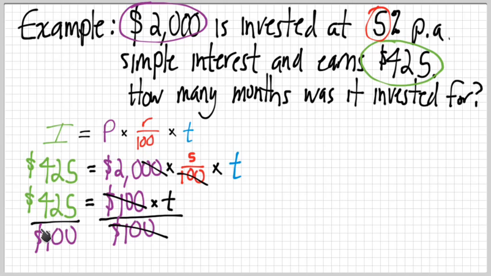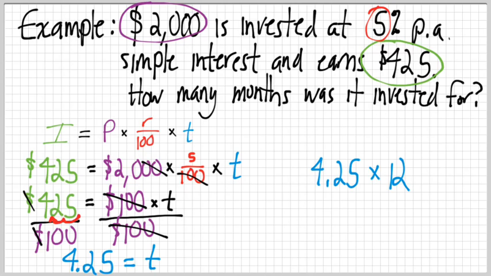If you'll note, I've kept my dollar signs everywhere they're meant to go, and they actually cancel out here. Don't know if you knew this, but you can cancel dollar signs. Here's our decimal point, and we move it 2 places because we're dividing by 100, and we get 4.25. That equals t. But t here is in years. We are asked how many months it was invested for, so we multiply by 12 this time. 4.25 times 12 is 51. So 51 months.